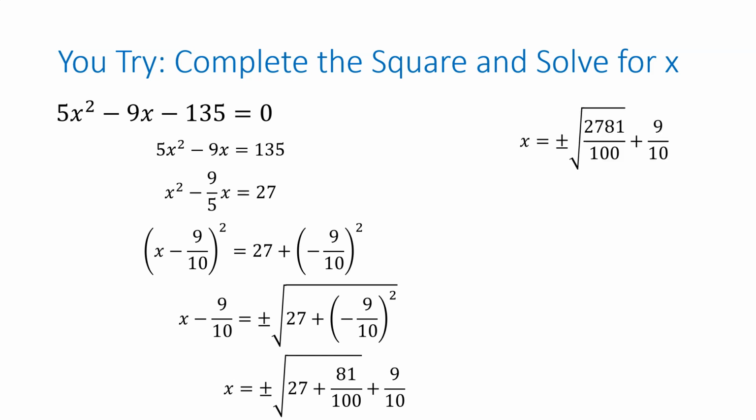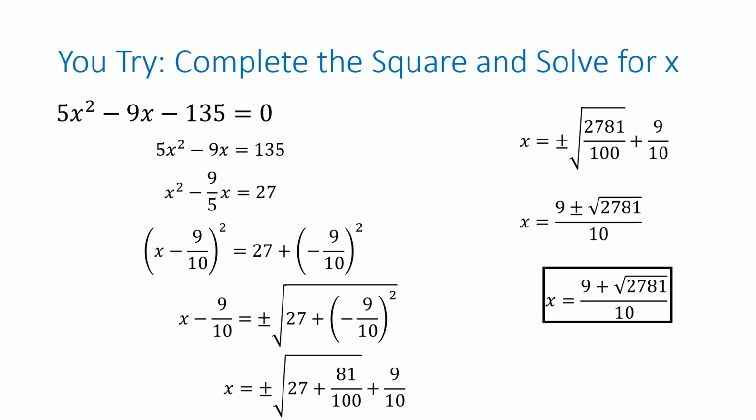We can then combine terms with a common denominator by multiplying 27 by 100 over 100. And when we do that, we get a common denominator of 100, and we can add the numerators. And when we do that, we get x equals plus or minus the square root of 2781 over 100 plus 9/10. The square root of 100 is 10, so we have a common denominator, so we can combine the numerators, and if we change the order, we get x equals 9 plus or minus the square root of 2781 divided by 10.